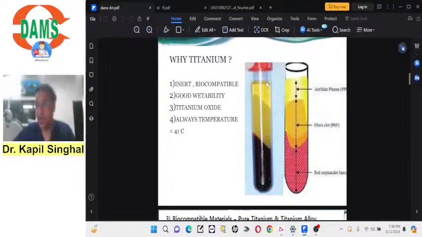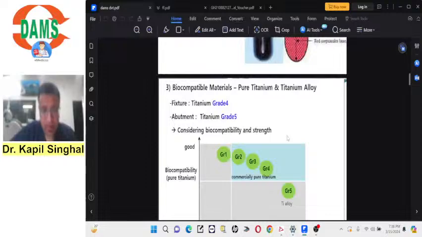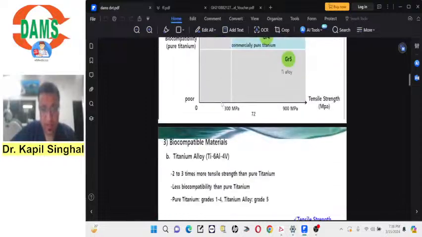So they can ask you कि किस temperature पे कौन सी cell पे effect कर रहा है. They can ask you this question also. So very important. Okay, now there are different grades of titanium.